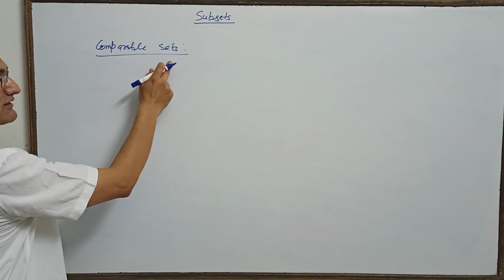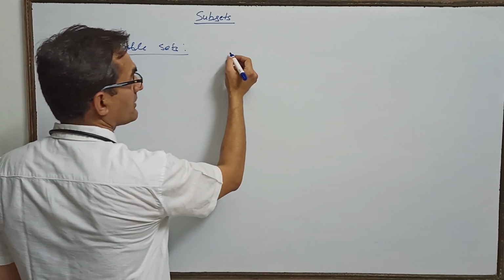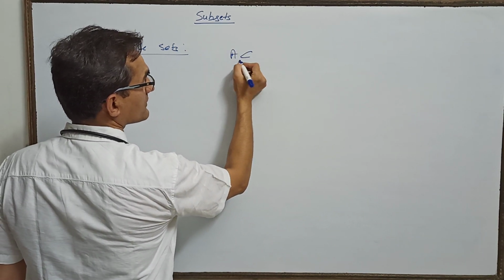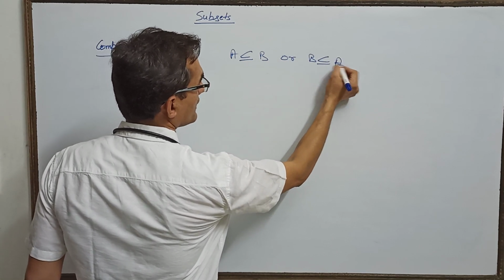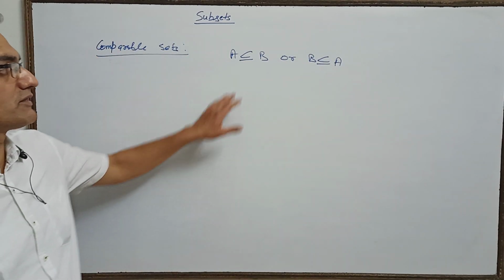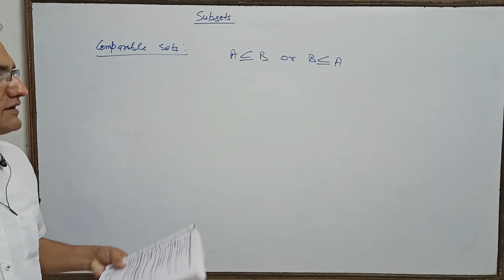Now, comparable sets. Two sets are comparable if A is a subset of B or B is a subset of A. Then we can compare the sets A and B.